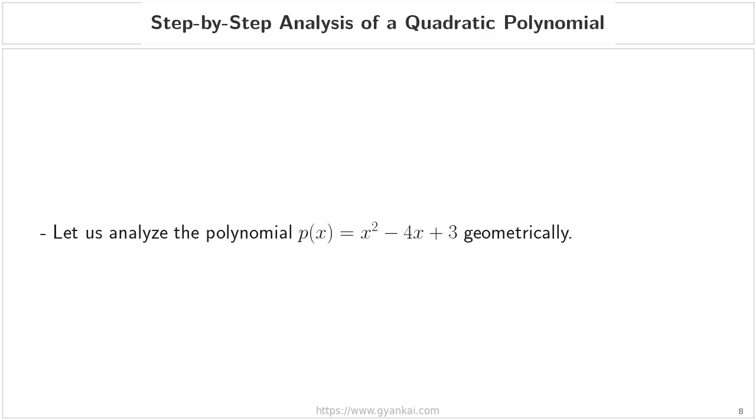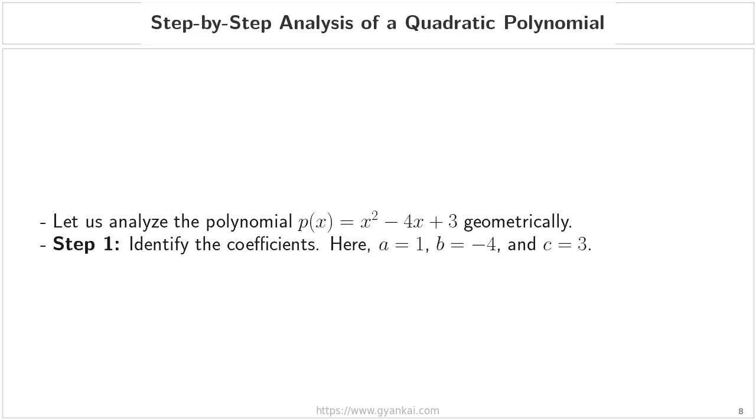Step-by-step analysis of a quadratic polynomial. Now that we have understood the theory behind how the coefficient a determines the shape of the graph, let's put this knowledge into practice with a concrete example. Let us analyze the polynomial p of x equals x squared minus 4x plus 3 geometrically.